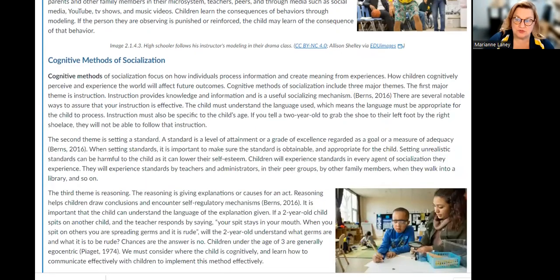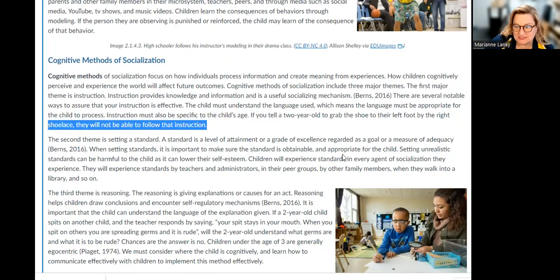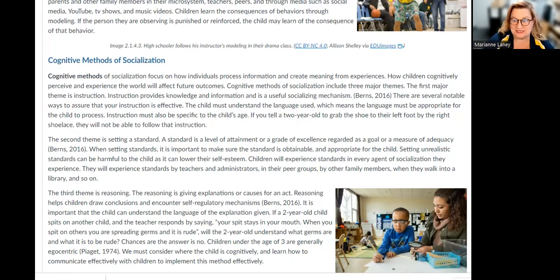Cognitive methods of socialization: use your brain, use your thinking. Have you ever had somebody say to you, think about it. Think about what you're doing. They are most likely a person who uses cognitive methods of socialization, right? Again, if you tell a 2-year-old to grab the shoe to their left foot by the right shoelace, they will not be able to follow that instruction. Sometimes you have to be developmentally appropriate here too. A lot of times parents think that kids can have that conversation, think about what you're doing, but they're not there yet, right? Think about it. That wasn't a good choice. Don't run out in the street. Think about it. Or Peyton's dad will say, go to your room and think about what you did.